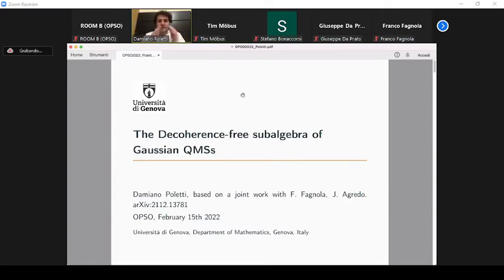And as you can see, the talk is about Gaussian Quantum Markov Semigroups, and in particular, the Decoherence-free subalgebra of such kind of semigroups. As you can see below the title, this is a talk based on work with Fagnola and Professor Agredo, that can be viewed on the arXiv.